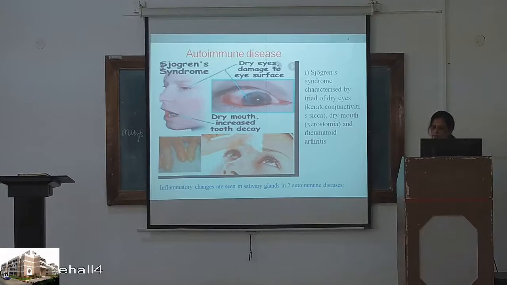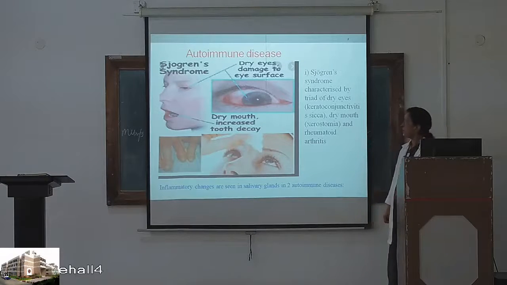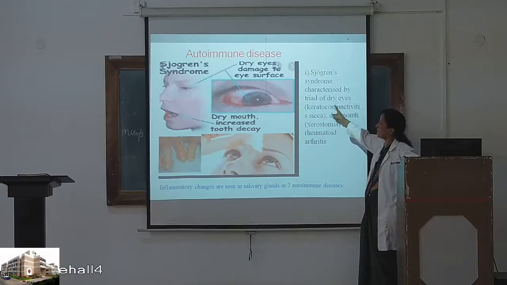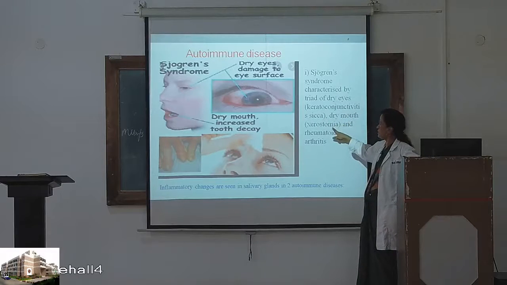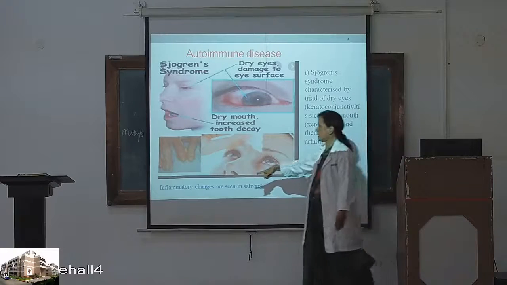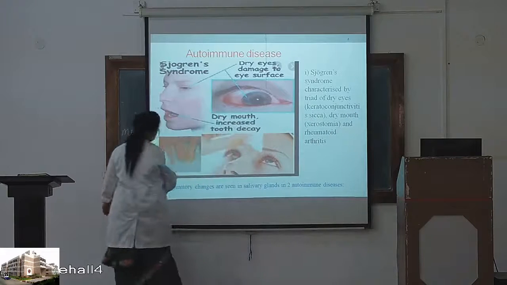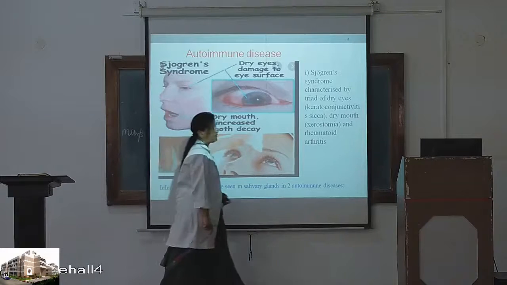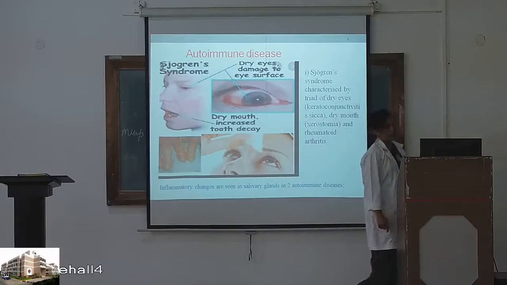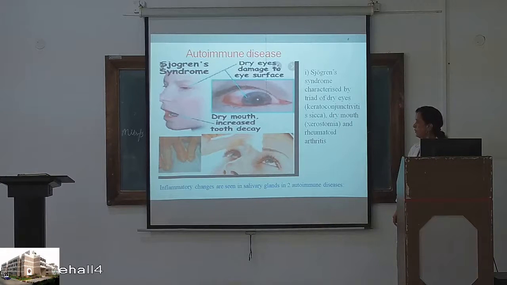Then autoimmune diseases. I'll just tell you about two syndromes here. One is Sjogren's syndrome. What is it characterized by? A triad of dry eyes, that is keratoconjunctivitis sicca, dry mouth, xerostomia, and rheumatoid arthritis.